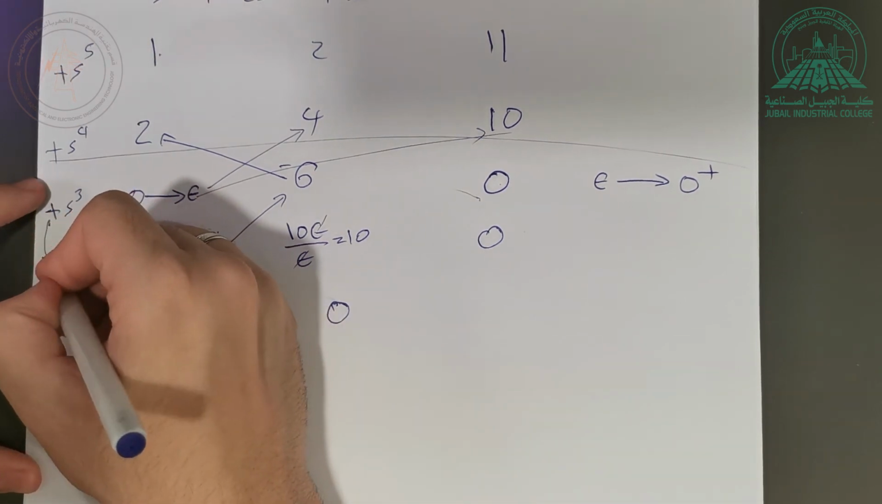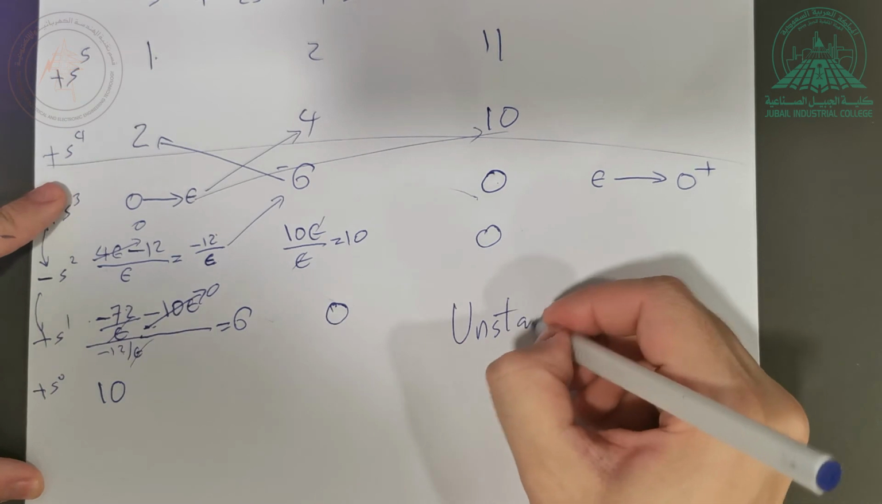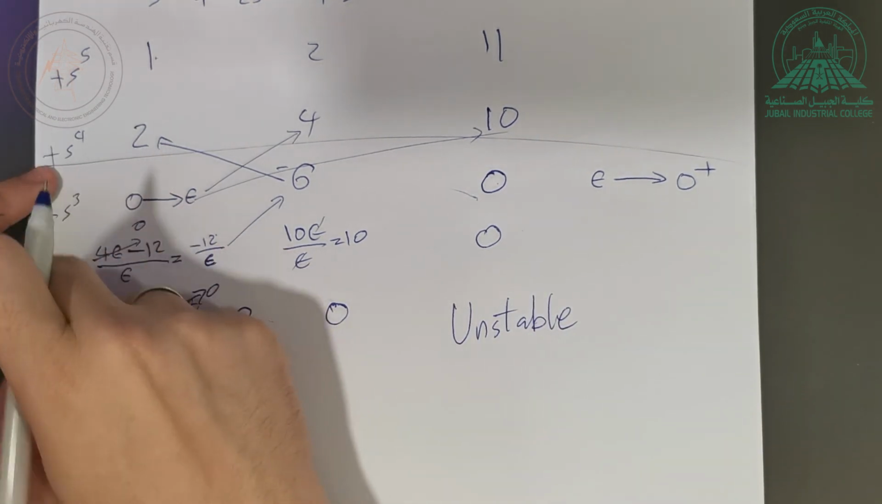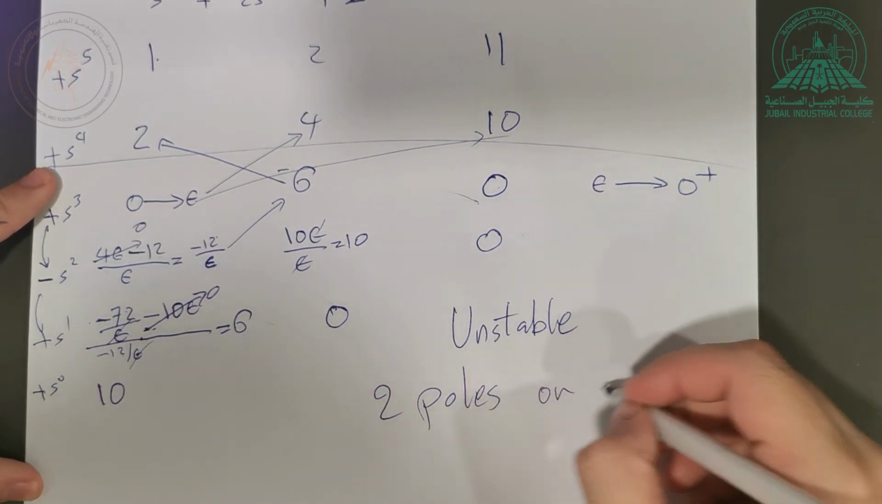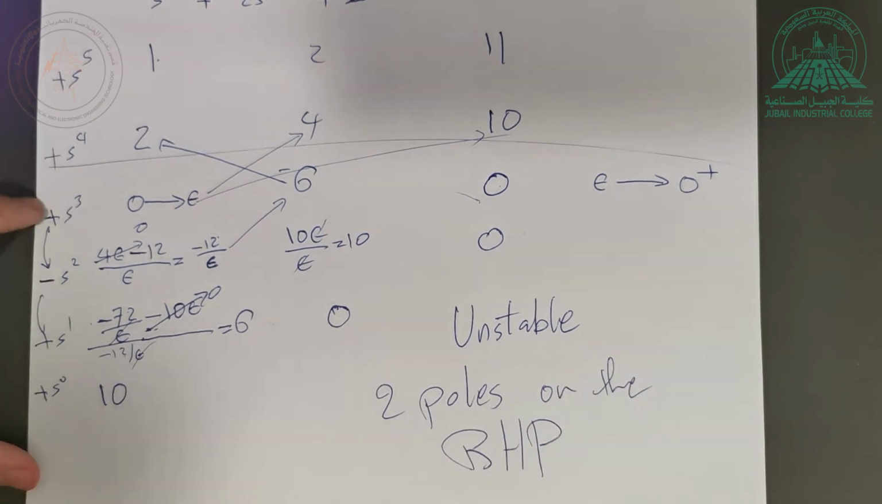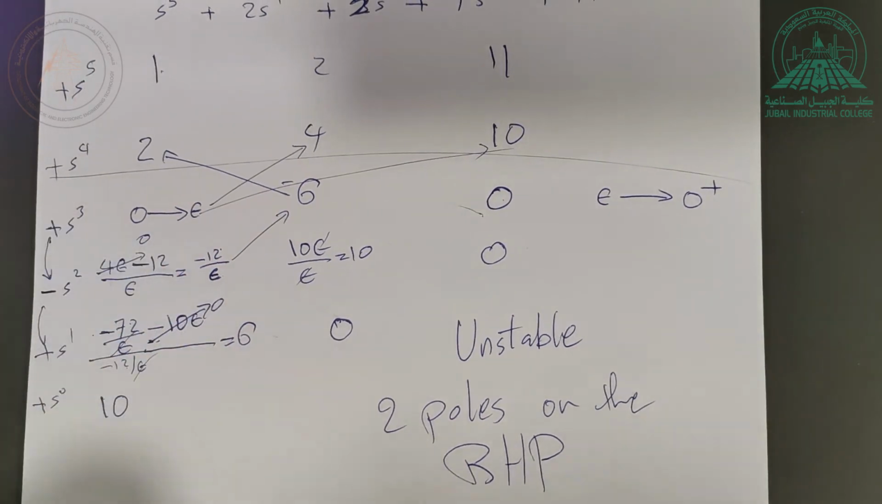That means the system is unstable. And how many poles do they have on the right hand plane? I have 2 poles on the right hand plane, because we have 2 changes in the sign: positive to negative, negative to positive. Okay.